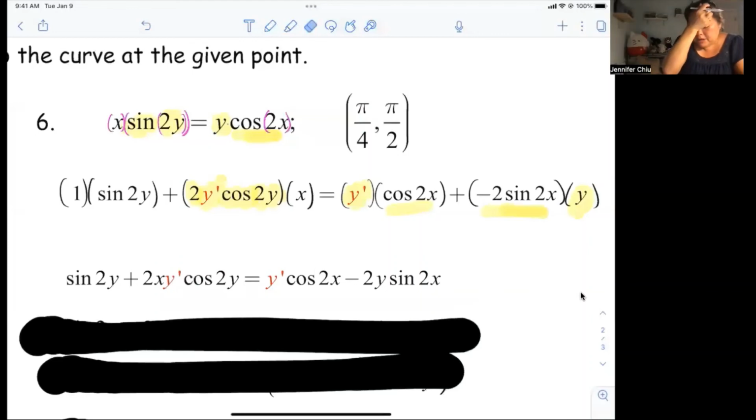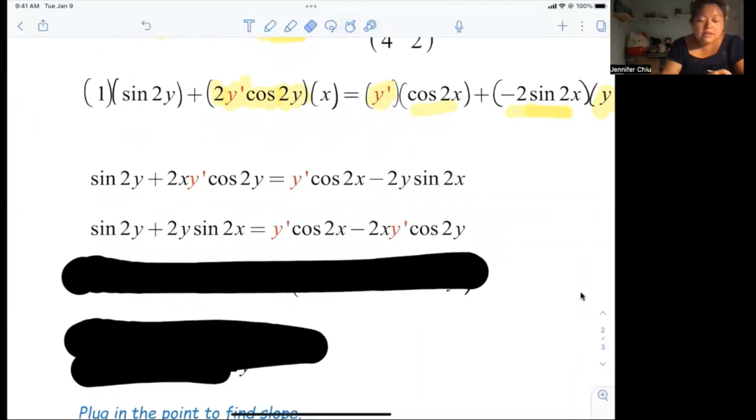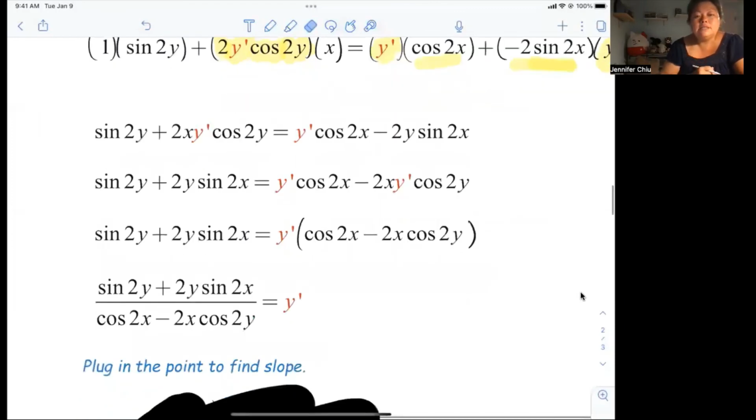Okay, clean up. And once I clean up with all those parentheses, I can see who has the y prime. So I kept the y prime on one side and the ones without y prime on the other side. Same step as always. Factor out the y prime and divide both sides. You get a really, really nice, well, not really nice, but this is your y prime at the end.